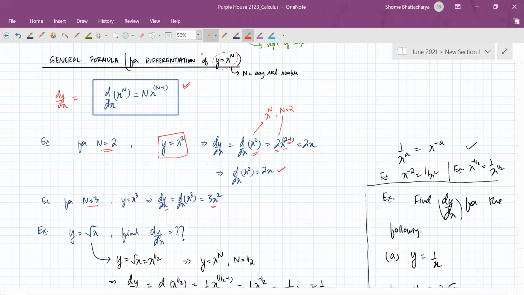Sir, the answer can be negative. Yeah, it can be negative. Like we saw, slope of the tangent in general can be negative. Yes sir, you can move towards the question.